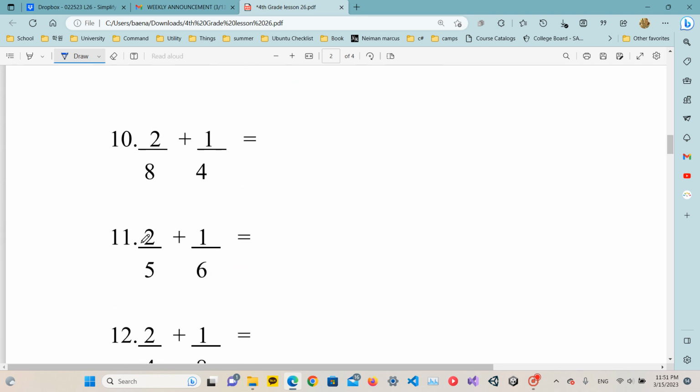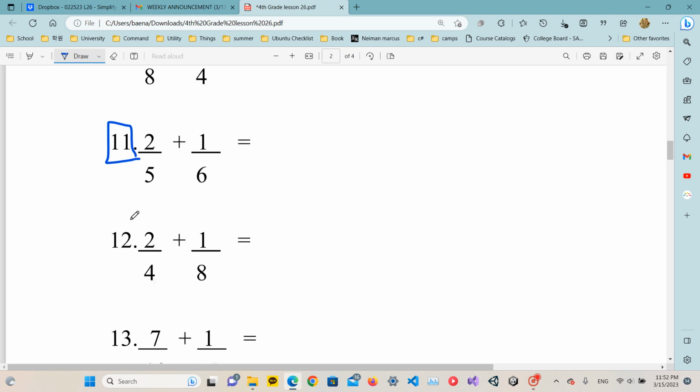Okay, let's do one where you don't have a common factor. So, number 11. If you multiply anything by some number, you can't get 6. Technically, you can if you multiply the denominator by a fraction, but in that case, the answer is going to be pretty weird.